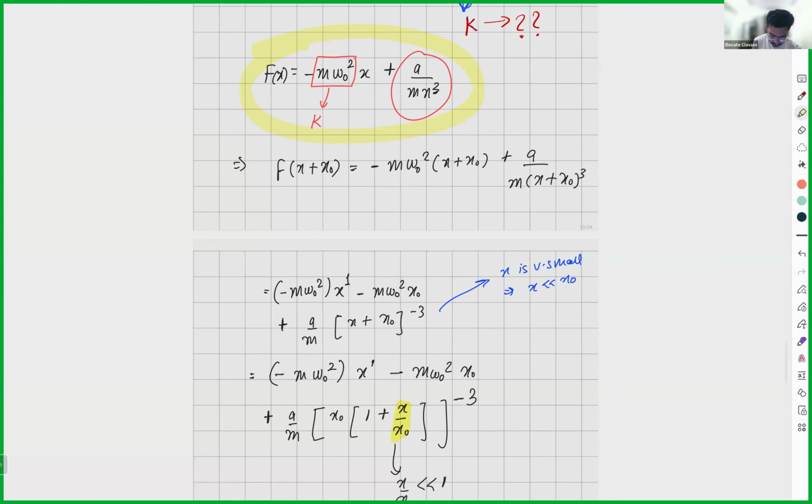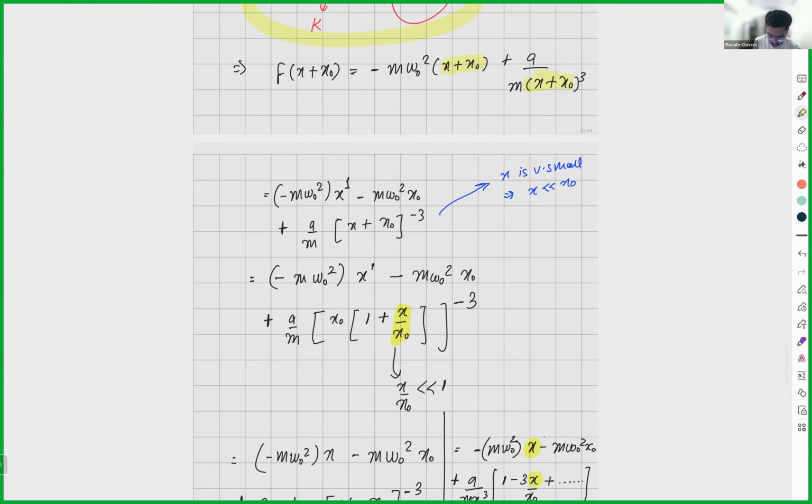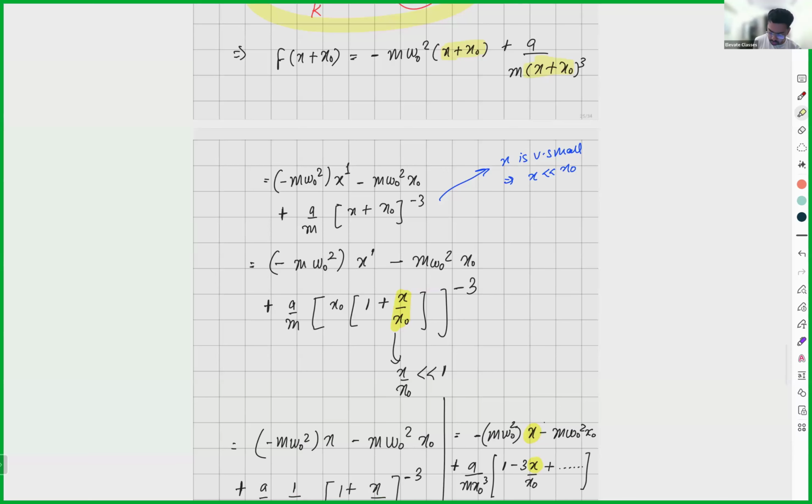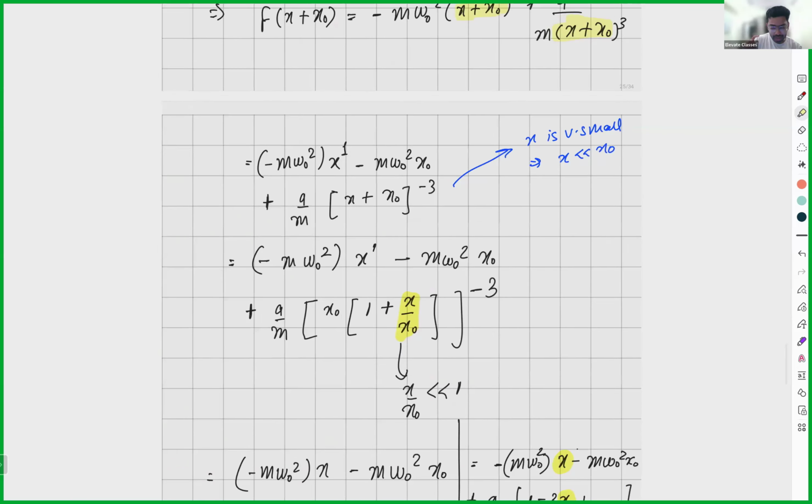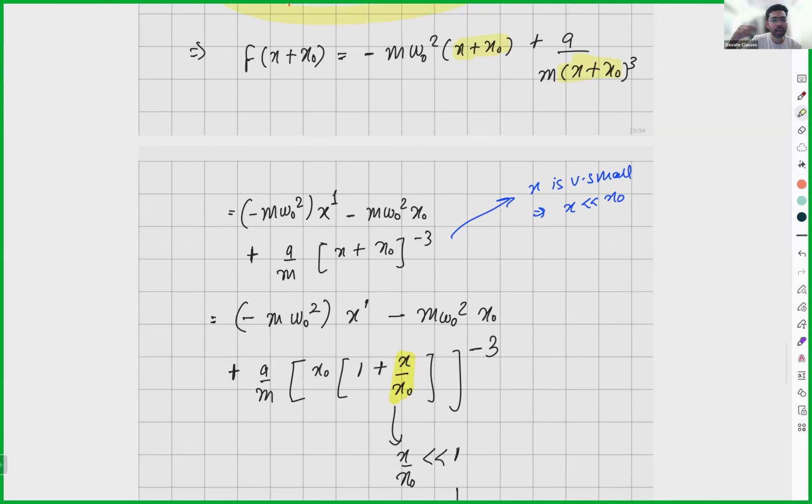When I put x plus x naught, the first term has x plus x naught, the second term has x plus x naught. Now you have two terms. One has x plus x naught, and one has 1 by (x plus x naught) to the power 3. So you do a binomial expansion. Now I know it is a small oscillation, so x divided by x naught will be very, very less than 1, right?